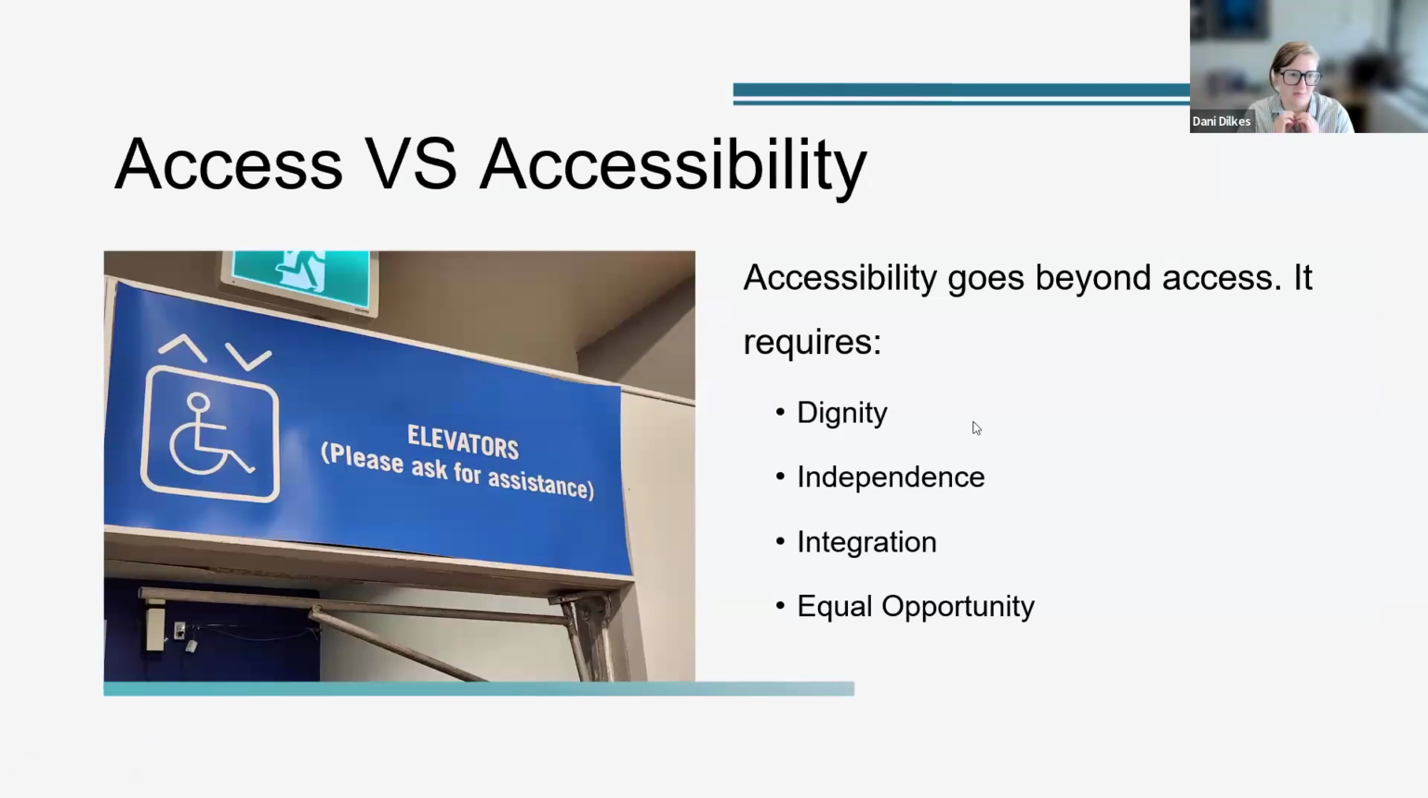Yasser's going to talk us through now some of the terminology, starting with thinking about some of these basic terms, access and accessibility, just to make sure that everyone is at the same starting point for some of this language. So I'll pass it to Yasser.